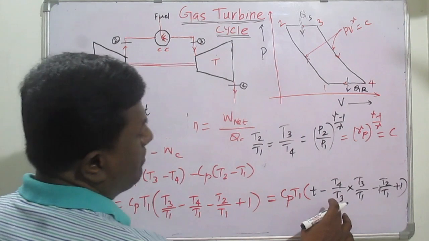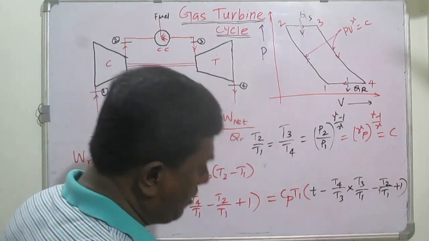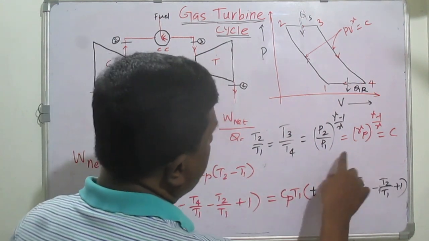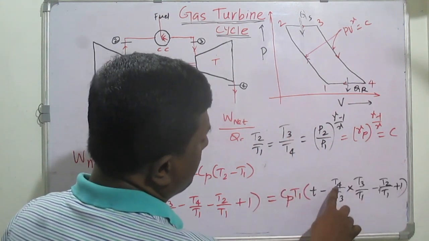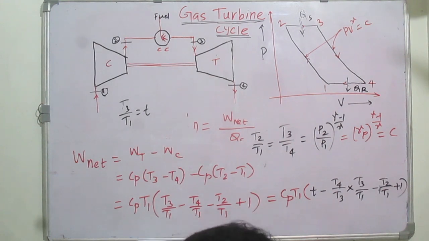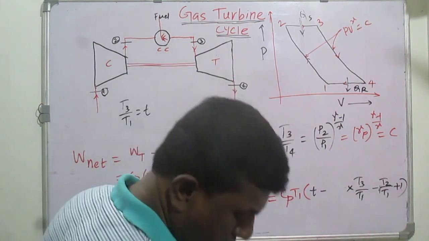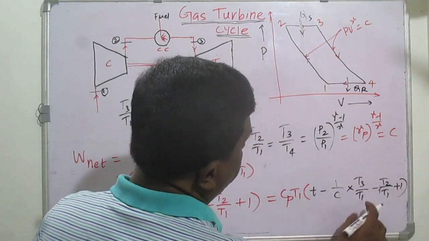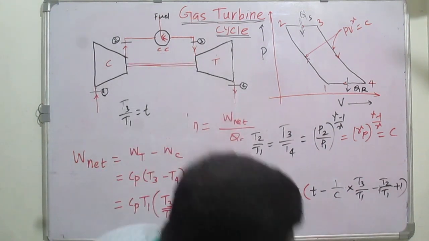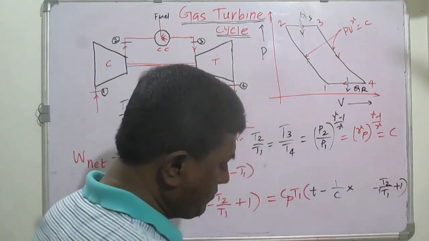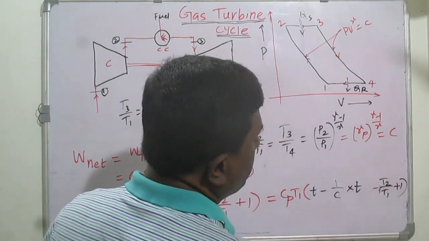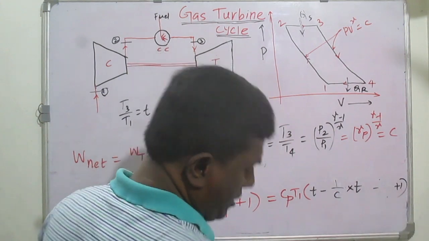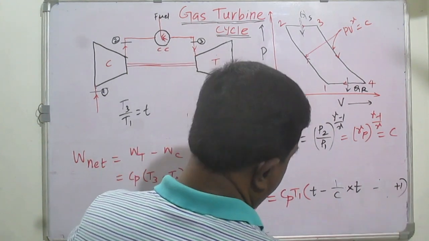Now we are going to replace T4 by T3, T4 by T3, nothing but 1 by C. This is okay, because T3 by T4 is C, so T4 by T3 is 1 by C. Then T3 by T1 is nothing but T, so we replace this as T. Then as usual T2 by T1 is nothing but C.